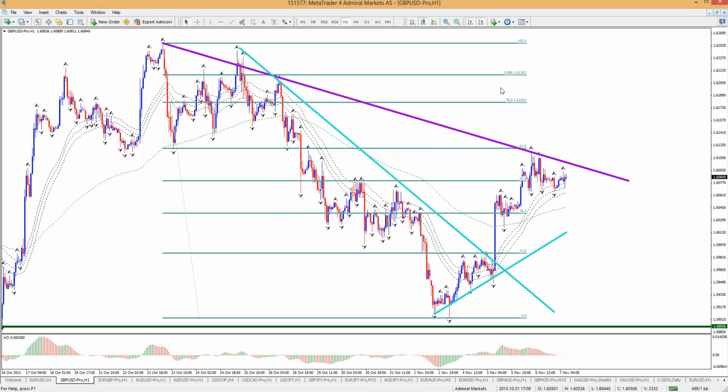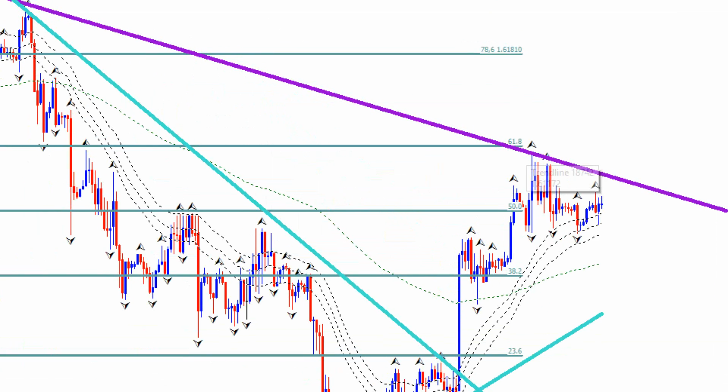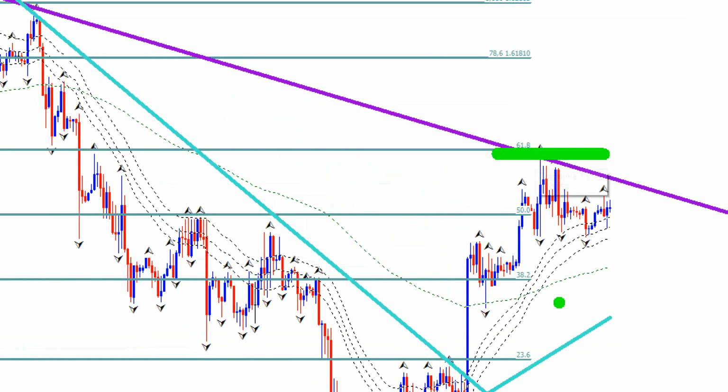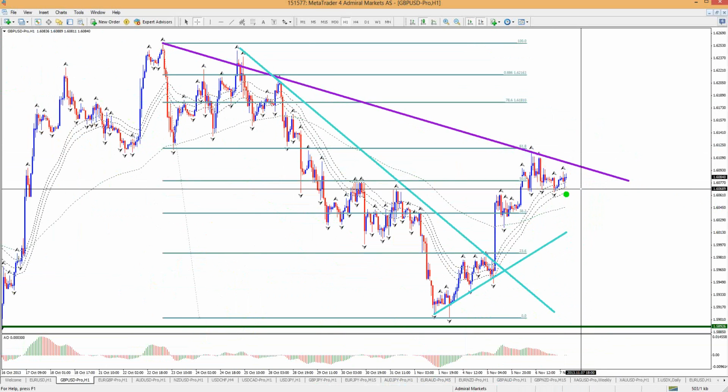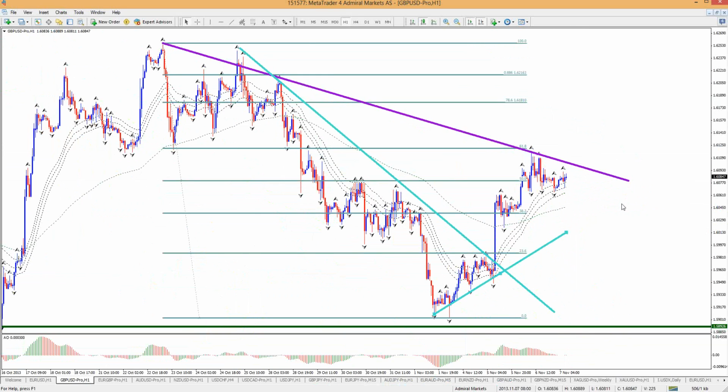That's at 161.81. You can see that we stopped nicely at the 61.8 right in here. And if we break out, that would be the target, because that could be the resistance. So that's about, if we break above this top, about 60, 70 pips. Downside, I would really only be interested if we make a down move here, bounce, then break. Otherwise, really, no reason to be bearish, I think, at the moment.